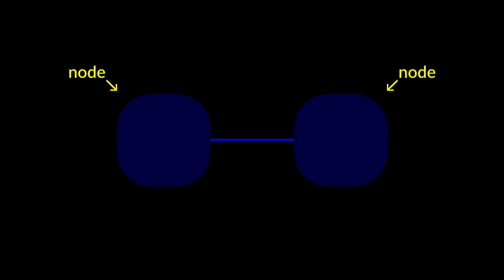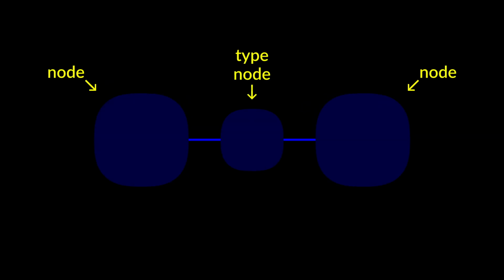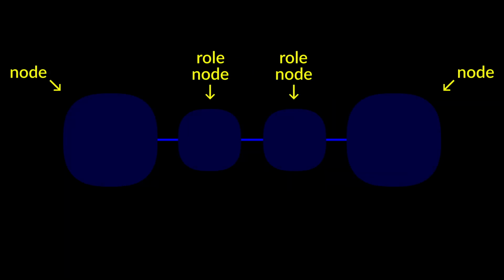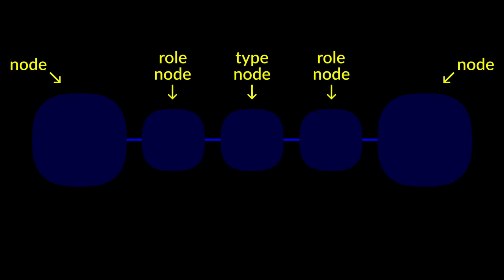So here are the 4 kinds of hyperedge in OpenWebMind. An associative edge between 2 nodes, a hyperedge with a type node to tell us what kind of relationship it is, a hyperedge with 2 role nodes to specify the roles of the connected nodes in the relationship, and a hyperedge with a type node and 2 role nodes to tell us what kind of relationship it is and specify the roles of the connected nodes in the relationship.